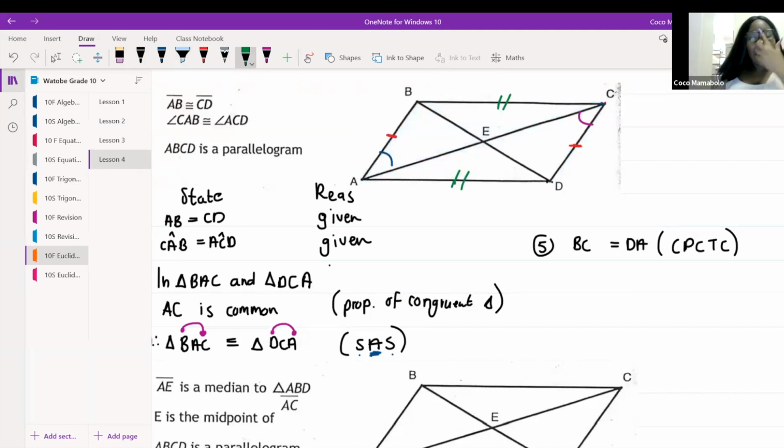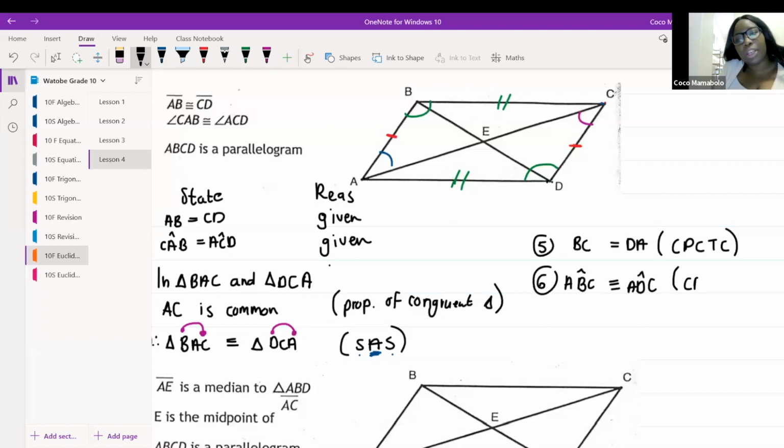I can also go ahead again and talk about how this angle will be equal to this angle, because corresponding parts of congruent triangles are congruent. Number 6: angle ABC is equal to angle ADC. And the reason for that is the corresponding parts of congruent triangles.